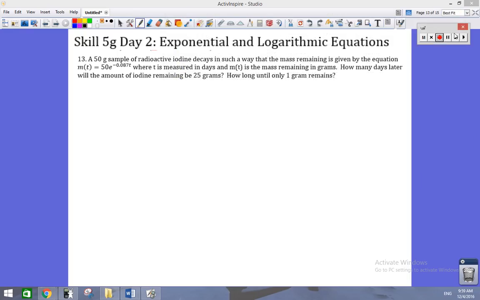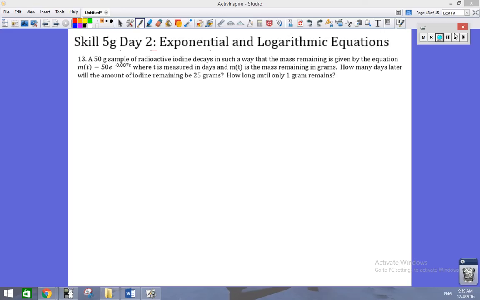We're taking a look at skill packet 5, which is exponential functions and log functions. In skill 5G, we're solving equations, but actually here, the last few problems in 5G day 2 are some application problems. Let's see if we can do these without being too terrified of them.